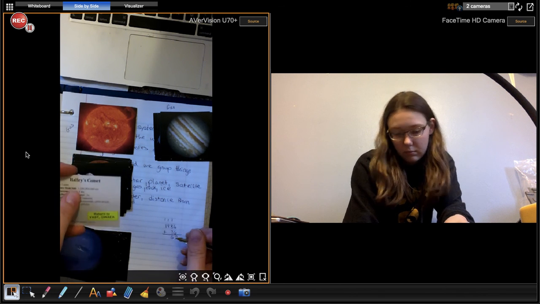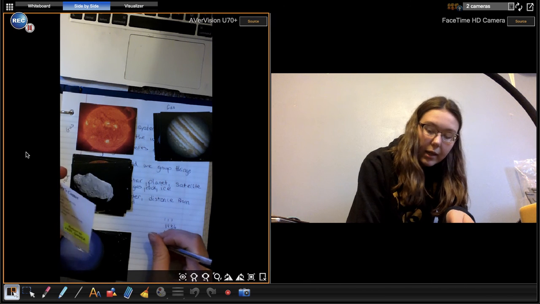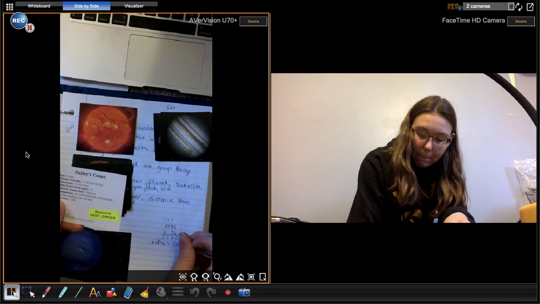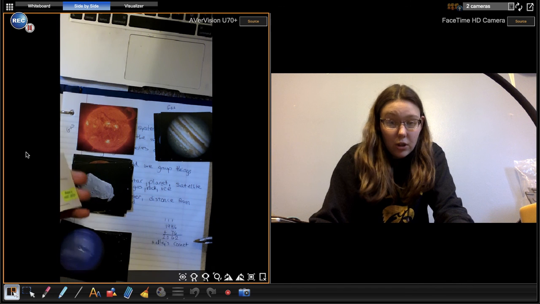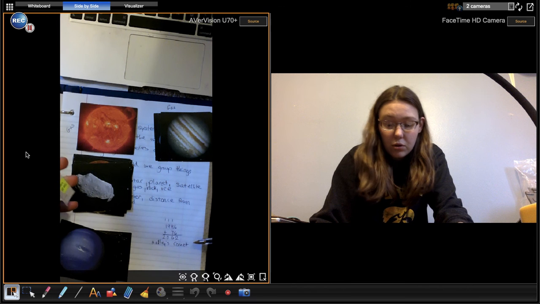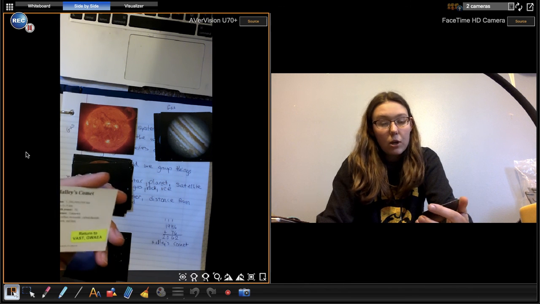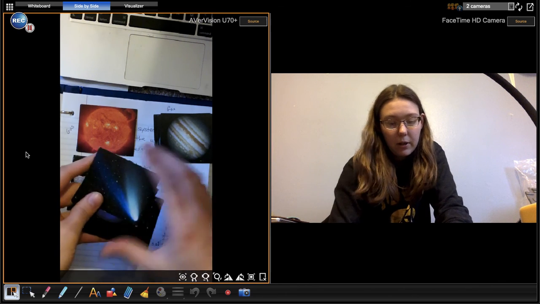In the year 2062, so in about 42 years, Halley's Comet should be back in orbit, and we should see her. I think it's a very pretty comet.